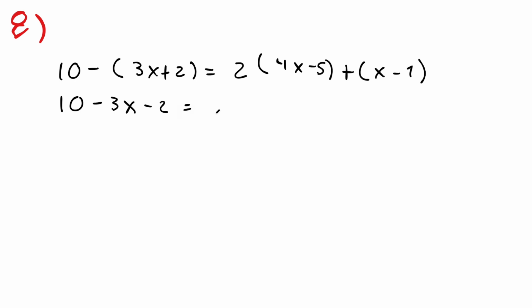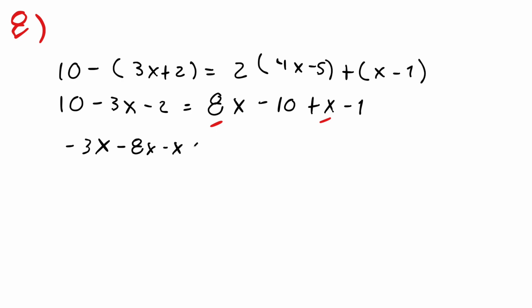It would be equal to 2 times 4x, which is 8x. 2 times negative 5 would be minus 10. And then you have the whole other parenthesis to which you must apply the distributive property of the sign. So, plus x minus 1. Simple. Now, common terms. Remember, we have minus 3x, and then we pass the 8x as well as the x. It would be minus 8x minus x equal to minus 10 minus 1, and then we pass the 10 to the other side and the 2 to the other side. The 10 would be with a negative sign and the 2 would be with a positive sign.